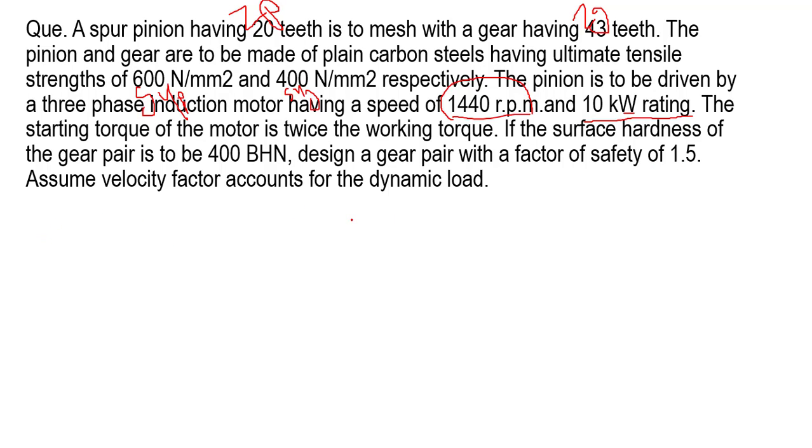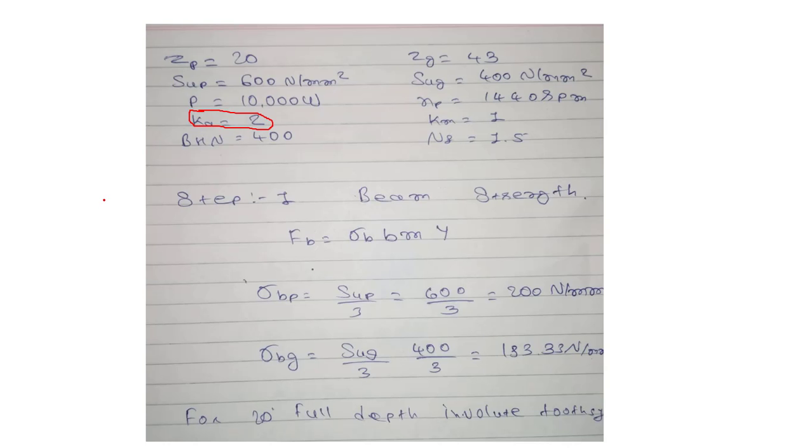Assume velocity factor. As we already discussed, dynamic load can be found in two ways: one is velocity factor and the other is Buckingham equation. So here they already given that the dynamic load should be considered on the basis of velocity factor. So we will find Kv for that. We have all parameters discussed in the question, so we listed them out here.